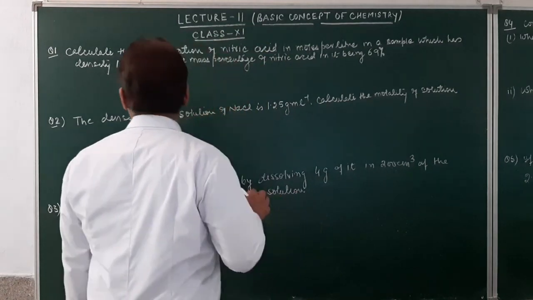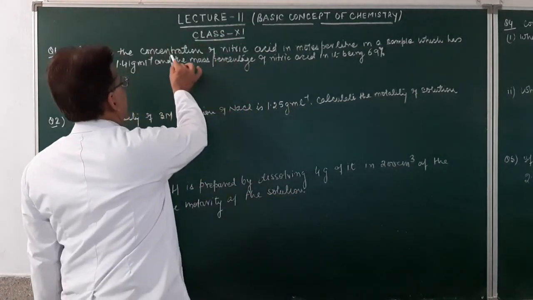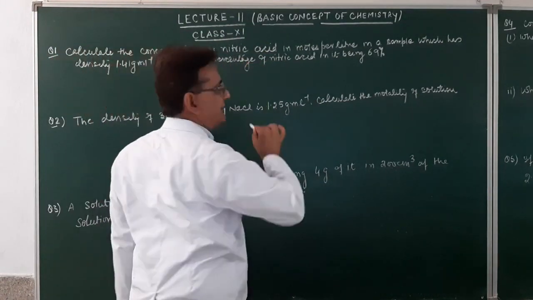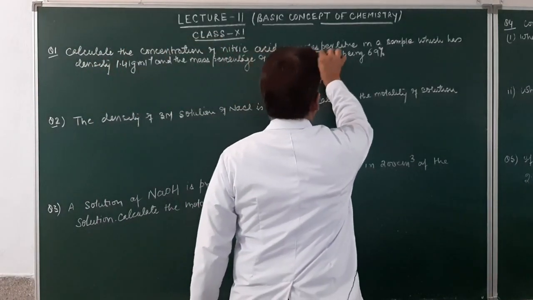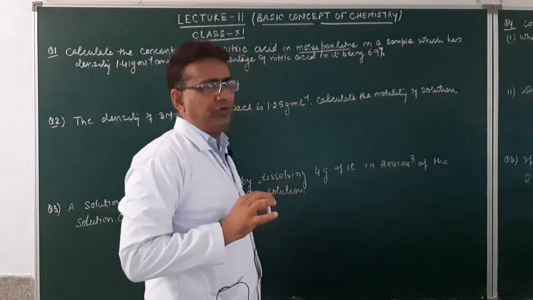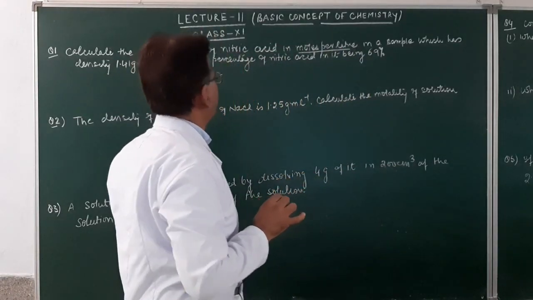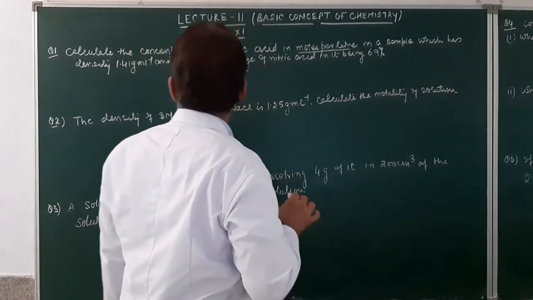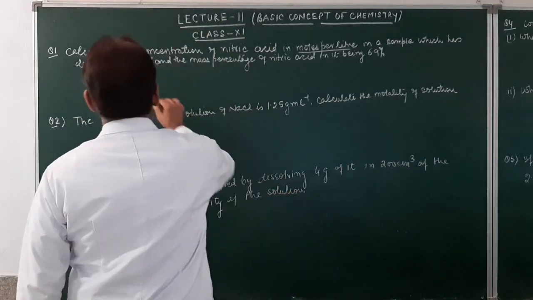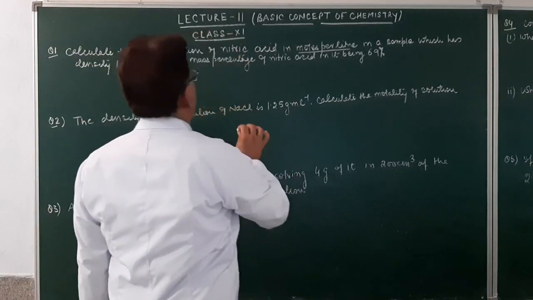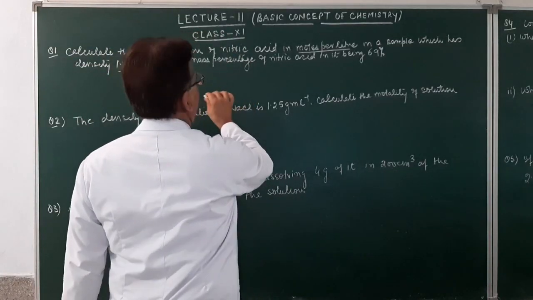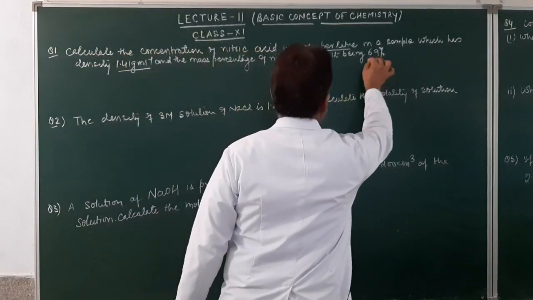The question number 1 is: calculate the concentration of nitric acid in moles per liter. In moles per liter means molarity of the solution. So calculate the concentration of nitric acid in moles per liter in a sample which has a density of 1.41 gram per ml and the mass percentage is 69%.